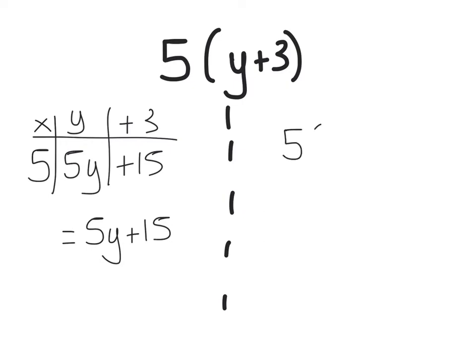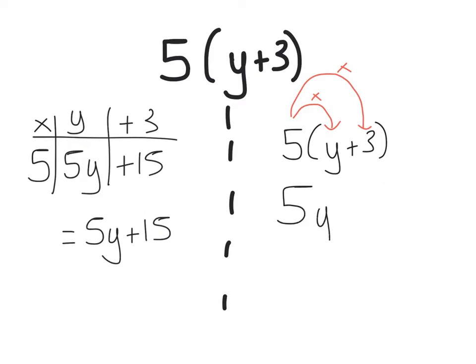The second method that we discussed in class was kind of our FOIL method, if you like, as you guys were calling it. So it means we do 5 times y, and then 5 times positive 3 like this, which would give me 5y plus 15. So you can see we arrive at the same answer.